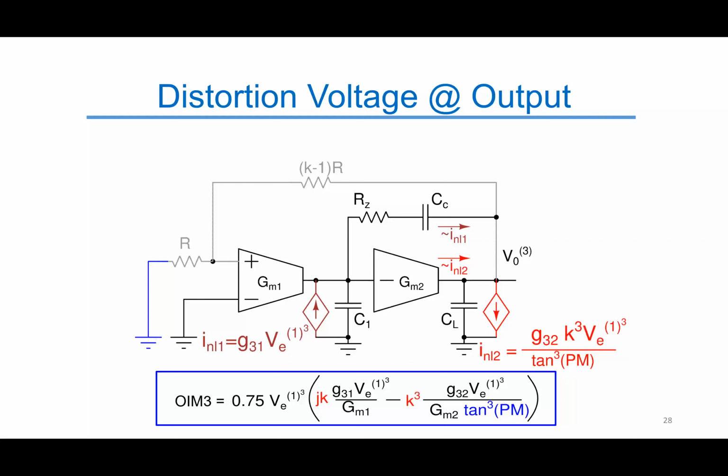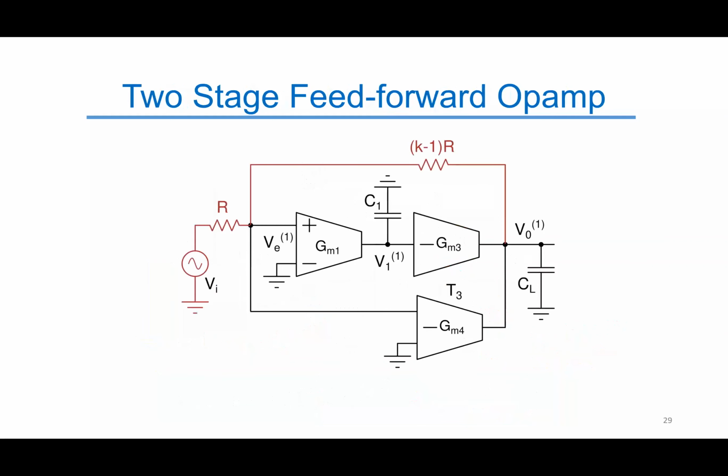It is worth mentioning at this point that the error voltage VE of the first stage is effectively dependent on the loop gain and the phase margin of the negative feedback loop and is independent of the architecture in question. Hence, we will express the distortion with respect to VE in this study going forward.